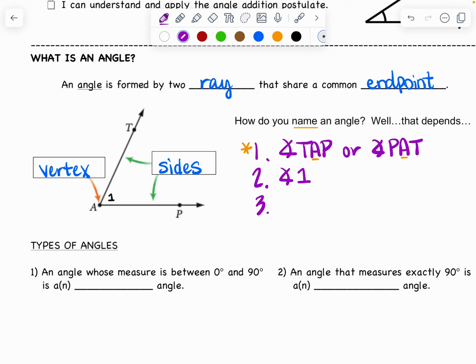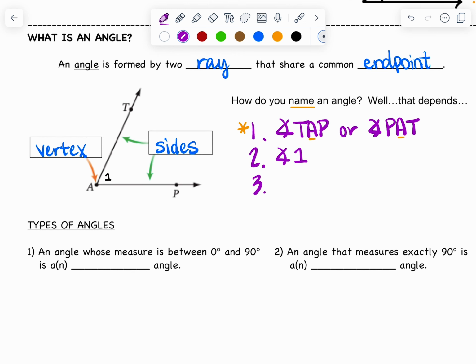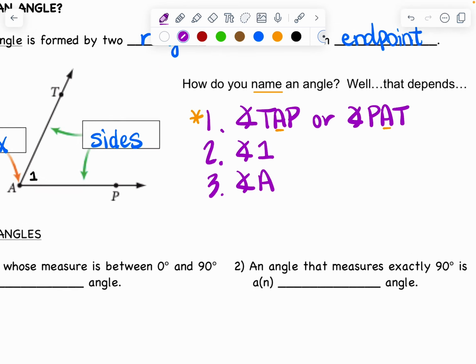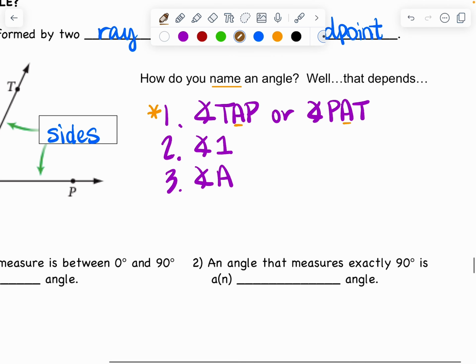The third and final way that we can name an angle is by simply using its vertex only. So clearly I am only looking at one angle here with a vertex of A. So I could just call it angle A if I want to. Now this one you have to be careful. I'm going to kind of write over here. All right, so I'm going to write be careful with this one.